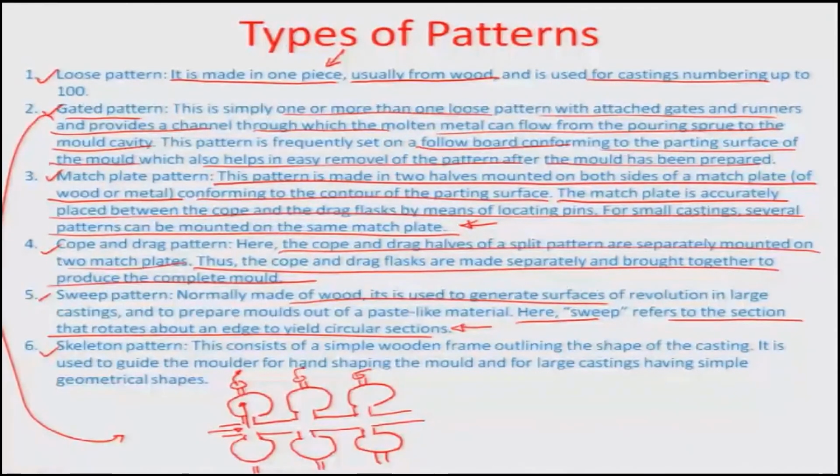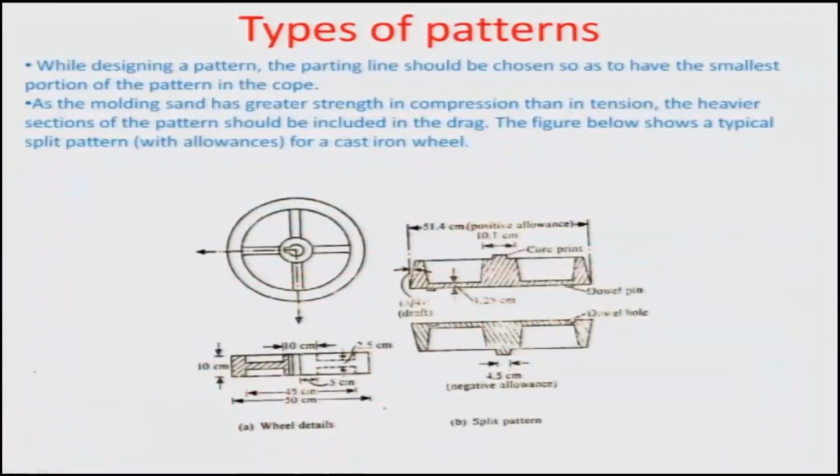Then you have a skeletal pattern, which consists of a simple wooden frame outlining the shape of the casting. It is used to guide the molder for hand shaping the mold for large castings having simple geometric shapes. So, you can actually go into the skeletal, it is not one single pattern, okay, and then try to hand shape by putting the sand around the skeletal, so that you can exactly have the skeletal replicated using the casting process. So, these are generally the 6 different types of patterns.